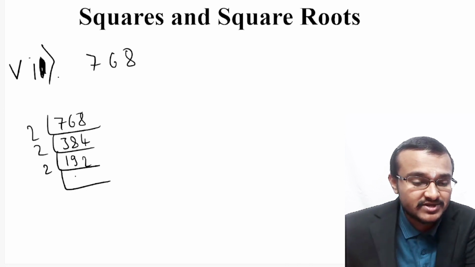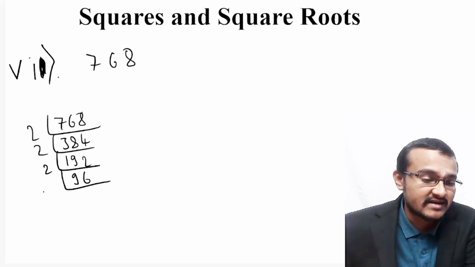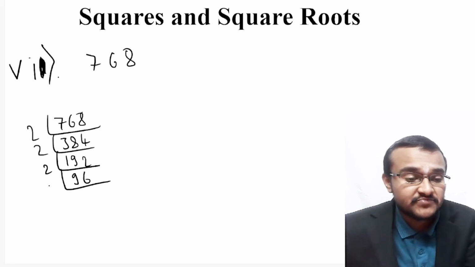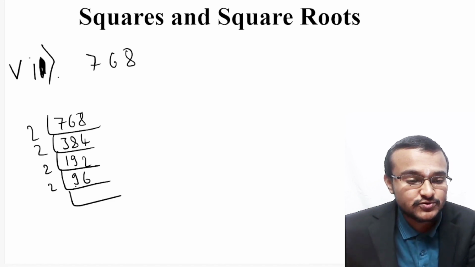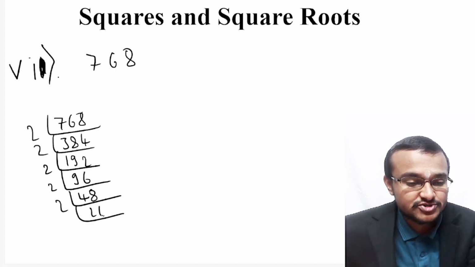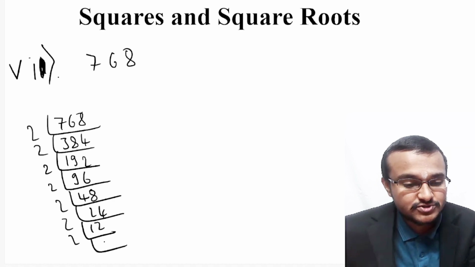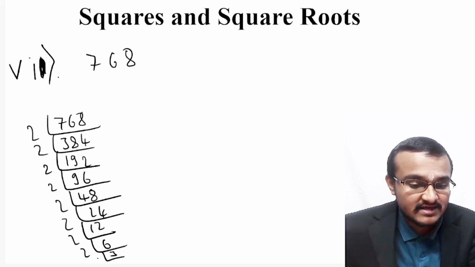So again when you use 2, you will get 2 9s are 18, so 1 with the 6 will be there. So 2 6s are 12. So again when you use 2, you will be getting 2 4s are 8, 2 8s are 16. So again when you use 2, you will get 24. Again when you use 2, you will get 12. Again when you use 2, you will get 6. Again when you use 2, you will get 3. So here you can clearly see, so when you use 3, you are getting 1 finally.